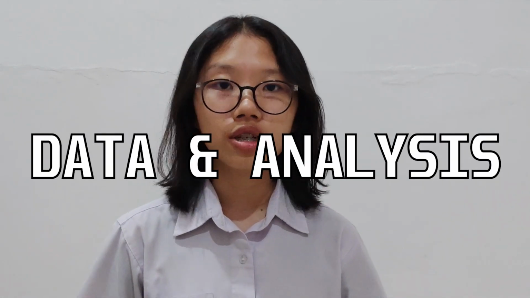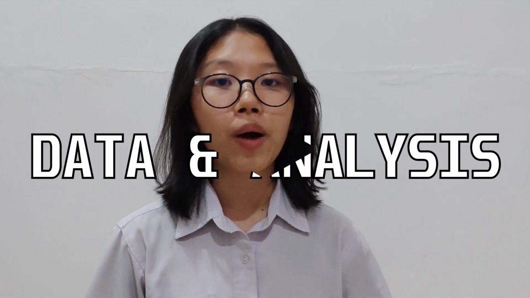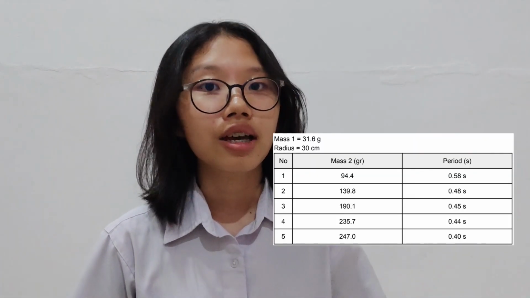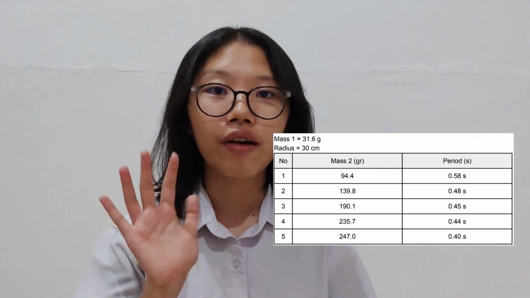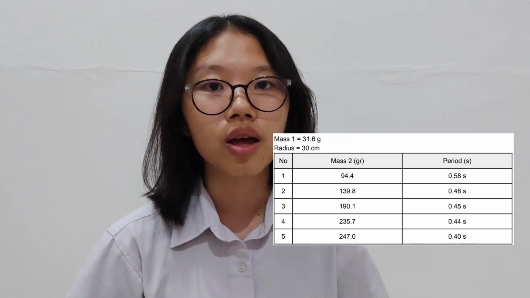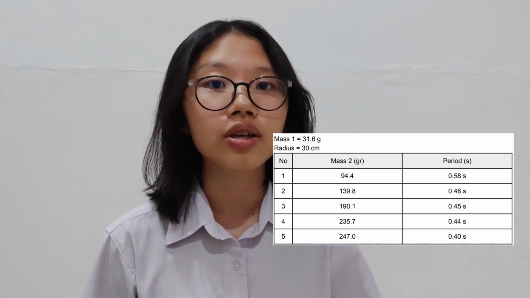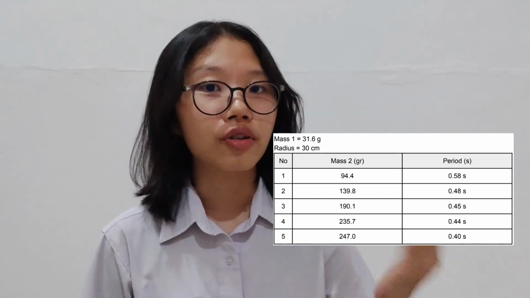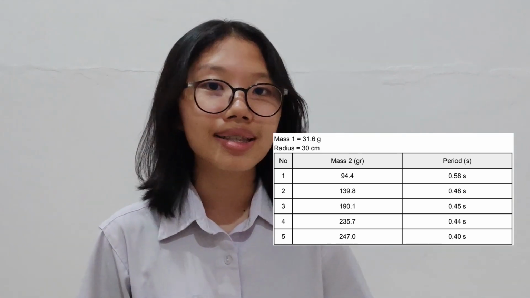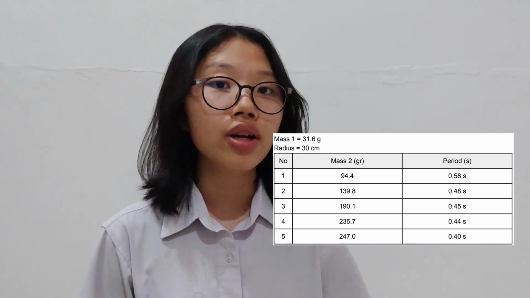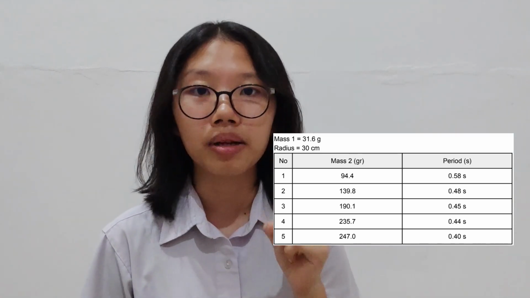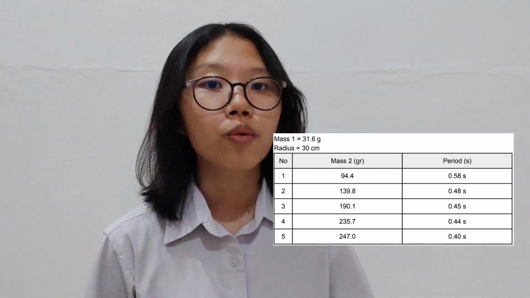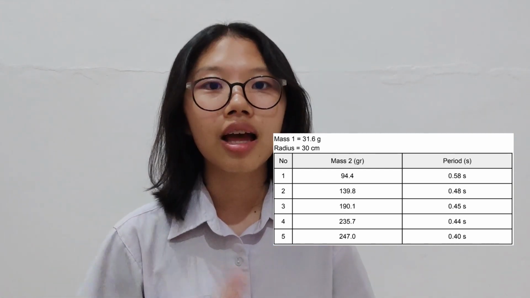So, from the procedures mentioned before, we acquire the data which can be seen from this table. Here, we can see that there are 5 different values for mass 2. Mass 2 here is the mass of the washers, which is the independent variable. On the right side of this table, we can see the period. Period is the time taken for one complete revolution to happen, which is the dependent variable.